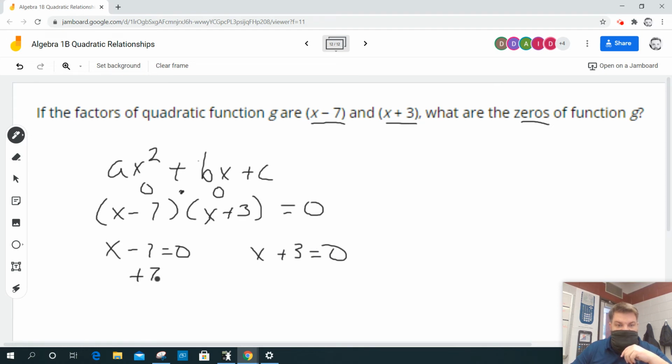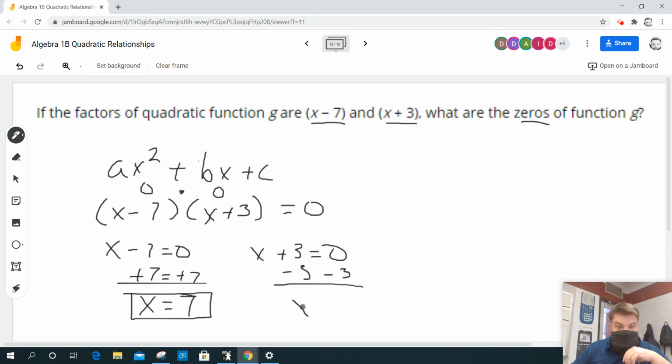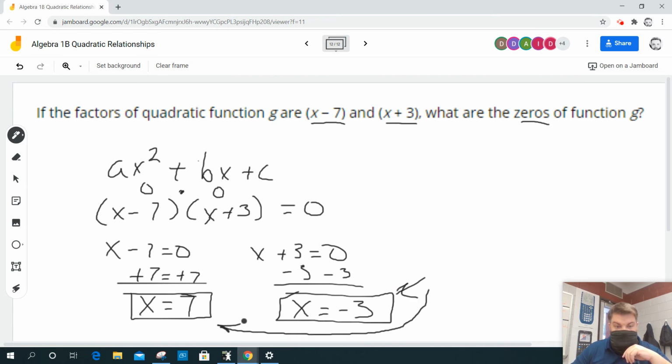Over here, I'm going to add 7 to both sides, and I get x equals 7. That's one of the zeros. And then here, I'm going to subtract 3 from both sides, and I get x equals negative 3. That's one of the other zeros. So this and this, those are the zeros.